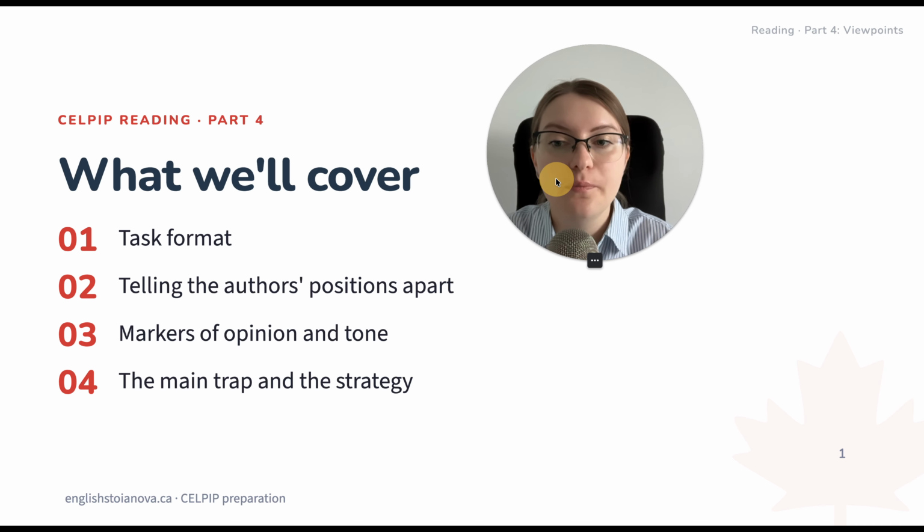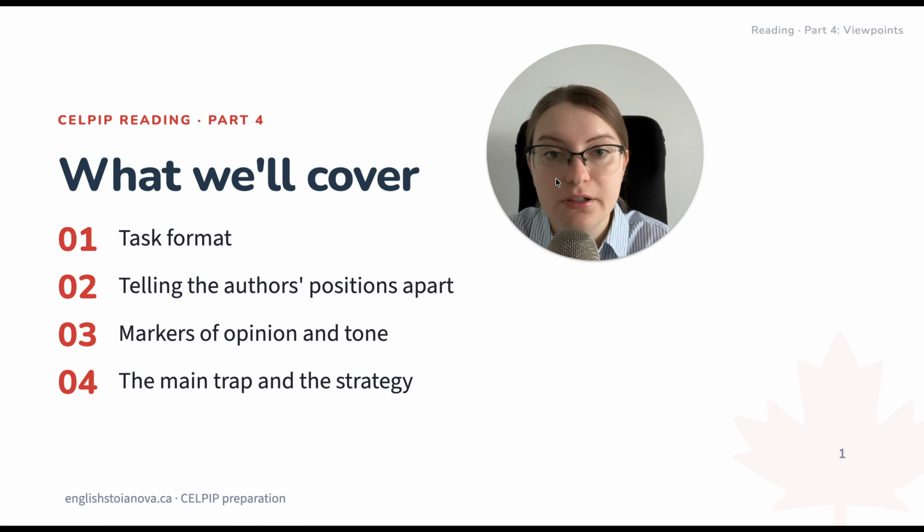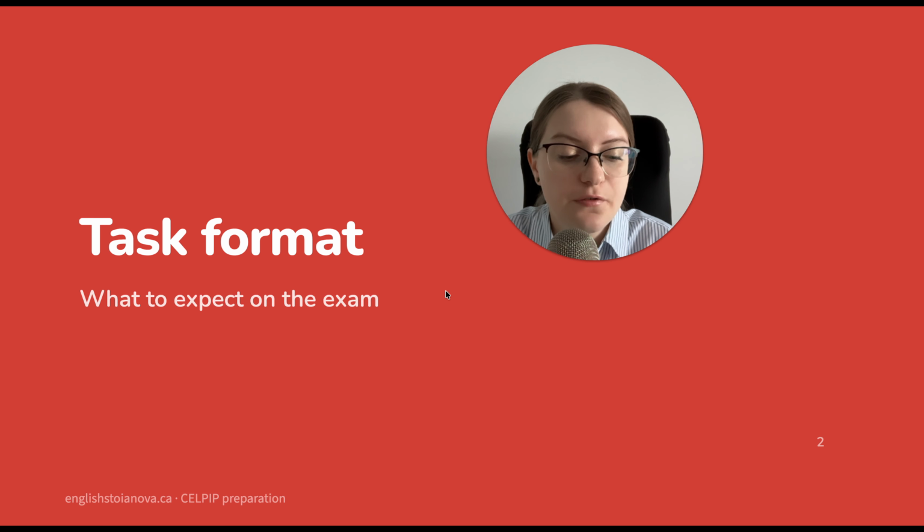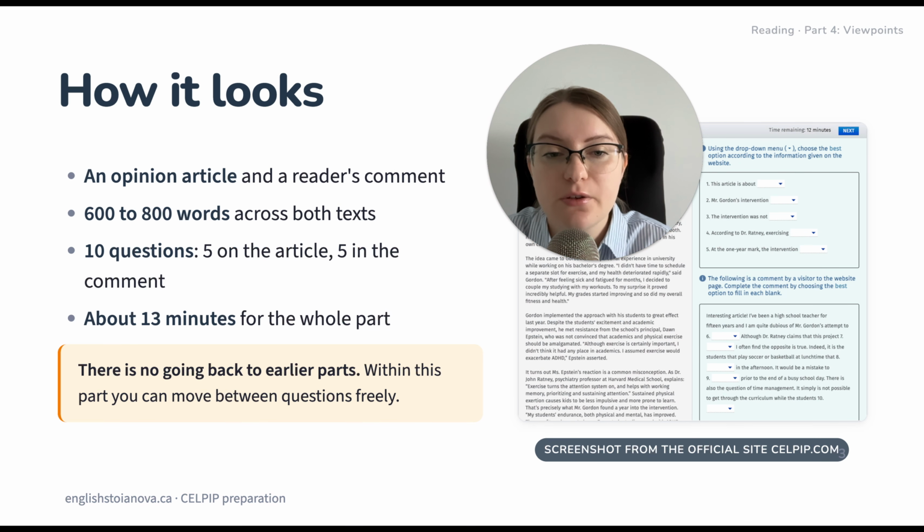So first of all, part 4, this is the final part of the reading part of the CELPIP exam. And we'll talk about the task format, how to tell the author's positions apart, how to see the viewpoints, briefly look at the markers of opinion and tone, and just some main traps of this task. First of all, what can we expect on the exam?